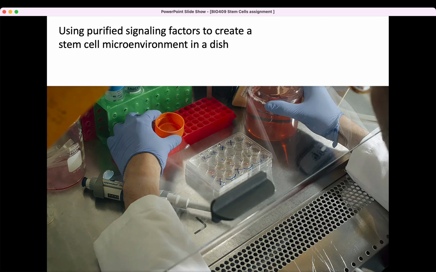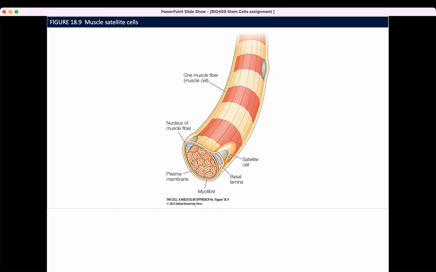Okay, so something that scientists realized they could do is take some of those stem cells out and create the microenvironment in a dish by using purified signaling factors. It's not really the neighboring cells that are playing the role. It's what those cells are releasing into the extracellular environment. So those signaling molecules could be used in a purified manner and just added to stem cells in a dish, and you could maintain them in a dish. So we could take this and put it in a dish, okay? And when it's growing in a dish, we can study it.